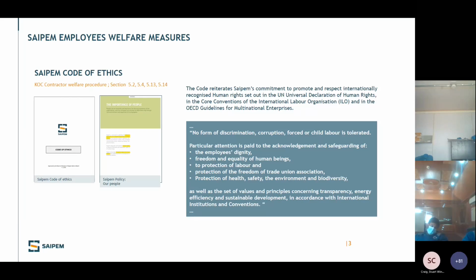Okay, thank you. Correct. SAIPAM Code of Ethics. This is from corporate, and it's specific for everybody. No form of discrimination, corruption, forced or child labor is tolerated. Particular attention is paid to the acknowledgement and safeguarding of the employee's dignity, freedom and equity of human beings, the protection of labor, protection of the freedom of trade union association, protection of health, safety, the environment, and biodiversity, as well as the set of values and principles concerning transparency, energy efficiency, and sustainable development in accordance with international conventions.